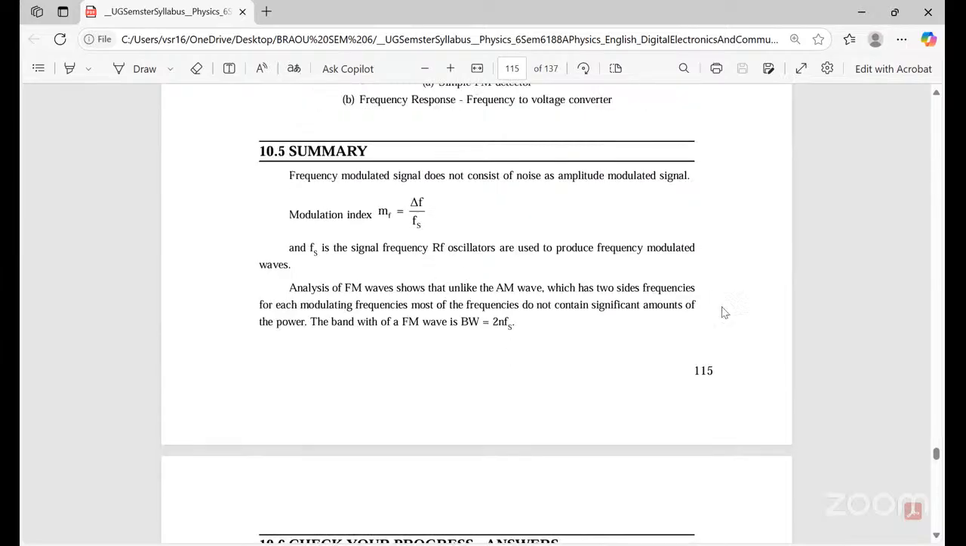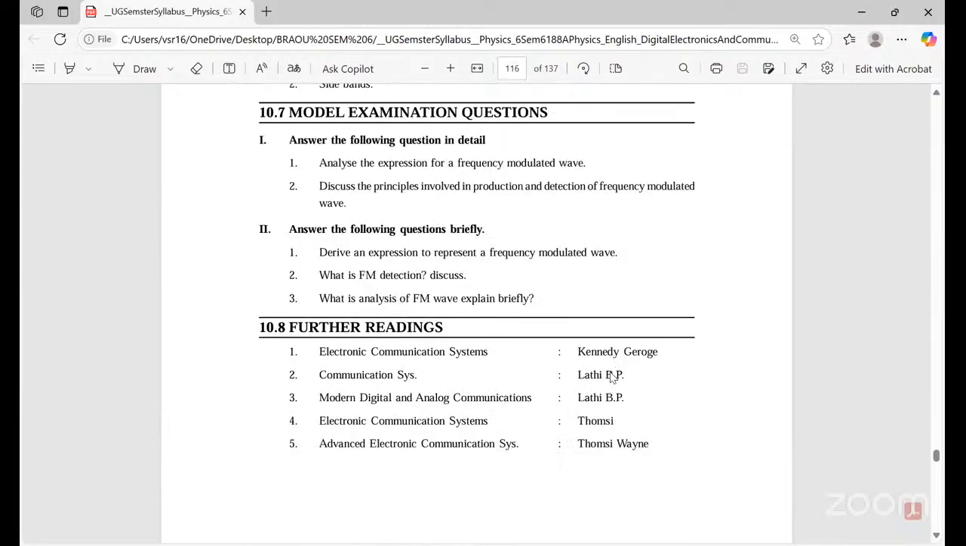Modulation index, delta f by fs, change in frequency by signal frequency. What is the bandwidth of the frequency modulation wave? 2n into fs. Analyze the expression for frequency modulation.